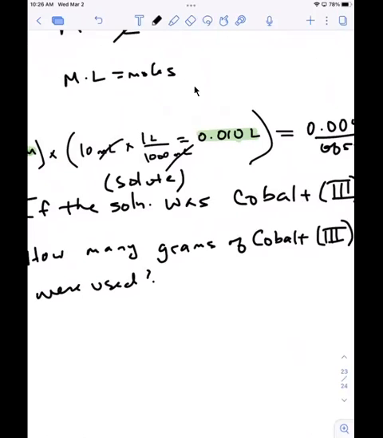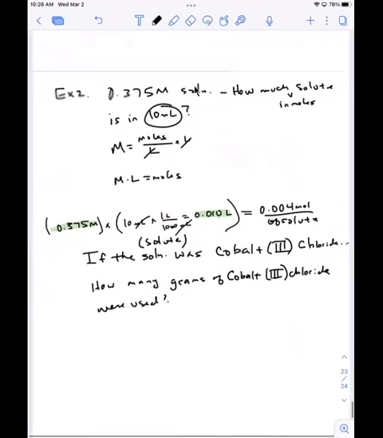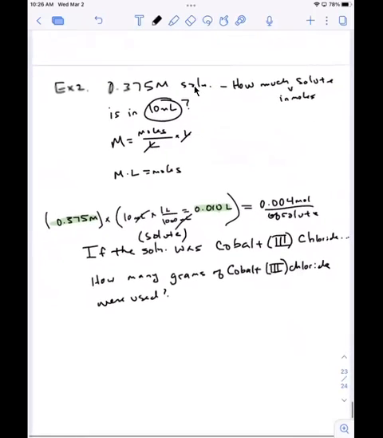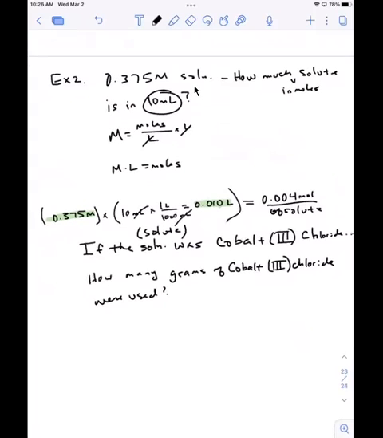About 0.70. Is that your answer for grams of cobalt 3 chloride, or is that for something else? All right. That was for the first problem we did. My bad. Okay. All right. How many grams of cobalt 3 chloride did we use? What do we need to know in order to go from moles to grams?